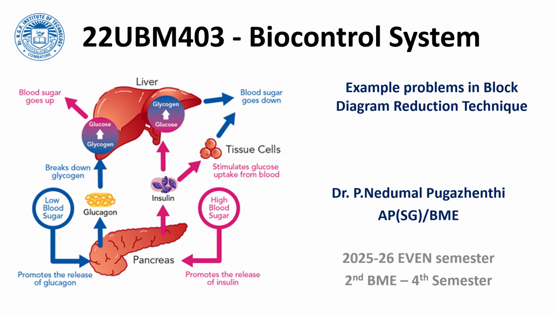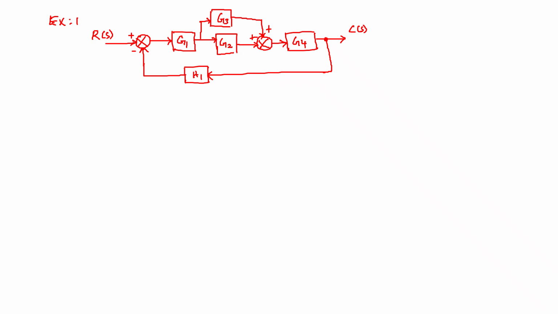In this lecture, we will be discussing some example problems in block diagram reduction technique. As we know, this is a very important technique which helps to convert a complicated closed loop system into an open loop system. Let us start with a simple example.